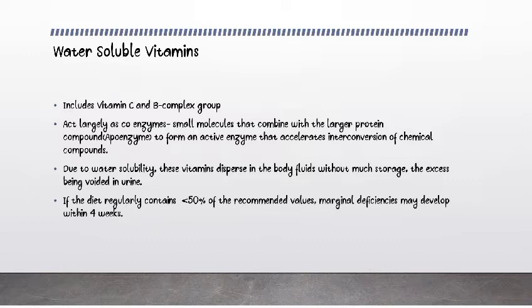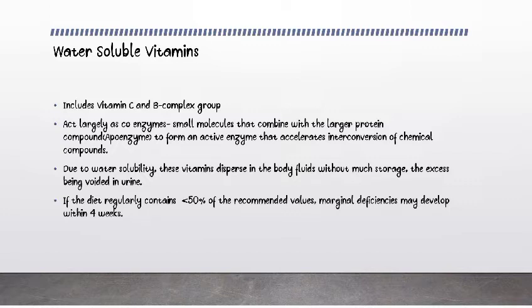At large, they act as coenzymes, small molecules that combine with large protein compounds, the enzymes, to form an active enzyme that accelerates the interconversion of chemical compounds. We know what enzymes are: organic catalysts, like proteins, which have metabolic functions in the body. In water soluble vitamins, they are not enzymes; we have something called coenzymes. Coenzymes imitate some of these metabolic reactions, but they are not complete enzymes. So water soluble vitamins function like coenzymes.